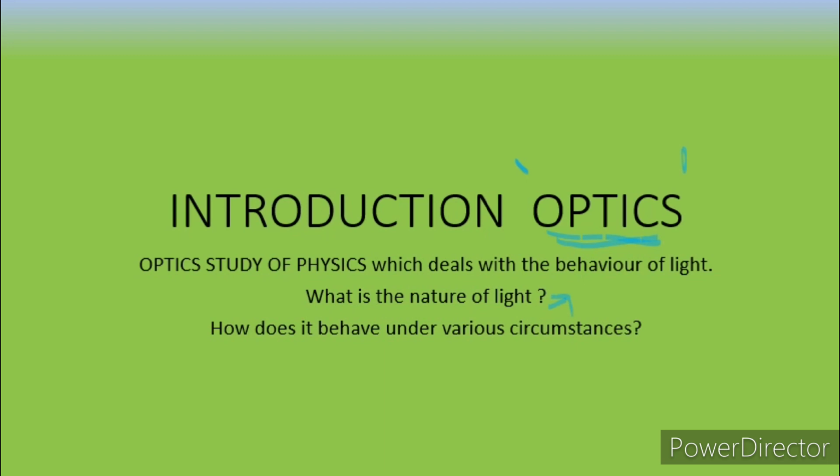Whether light takes the same straight line path, or whether there are any changes in the path of light, whether it is sent back or it is passing through, and if it is passing through, what happens to the velocity or wavelength or frequency of light. About all those things we are going to learn. So first let's see what is the nature of light. We'll try to understand what is actually light.